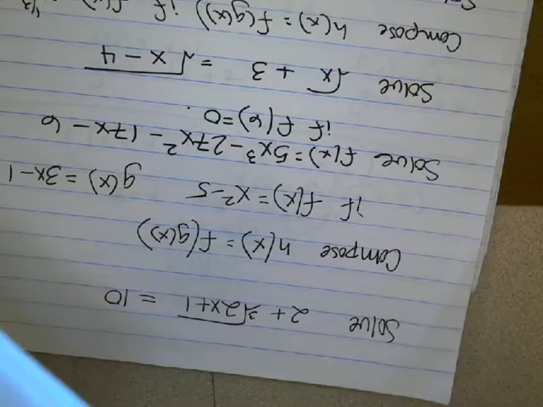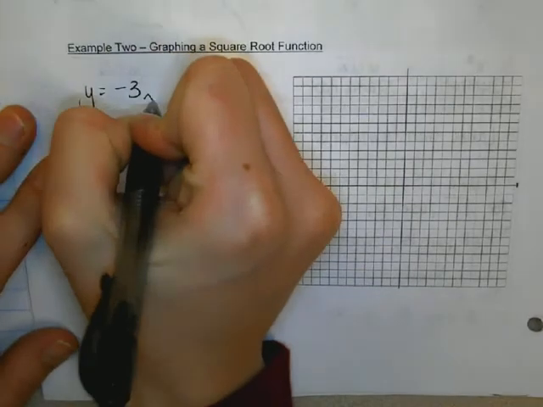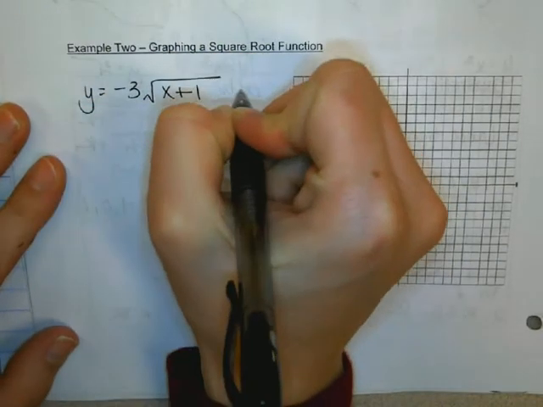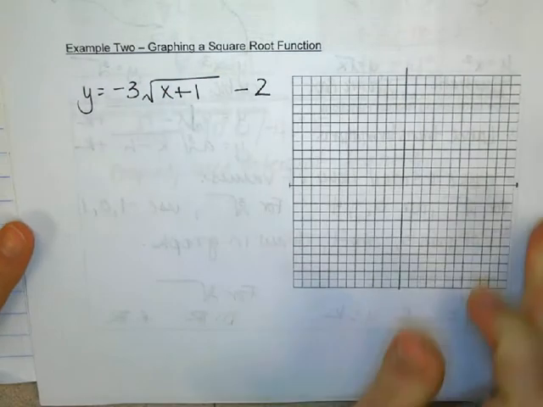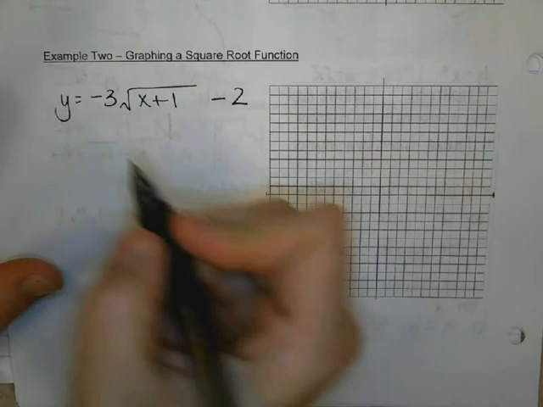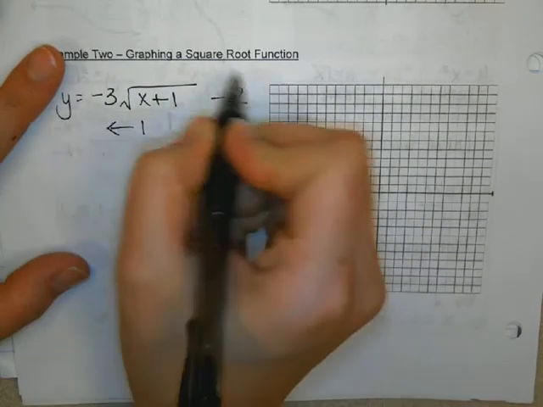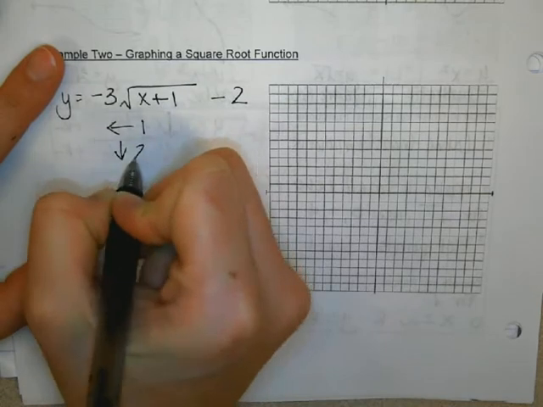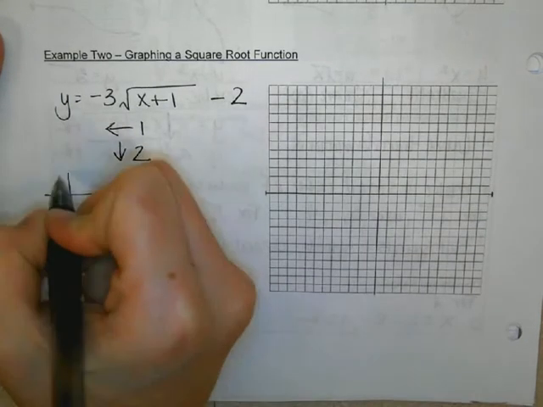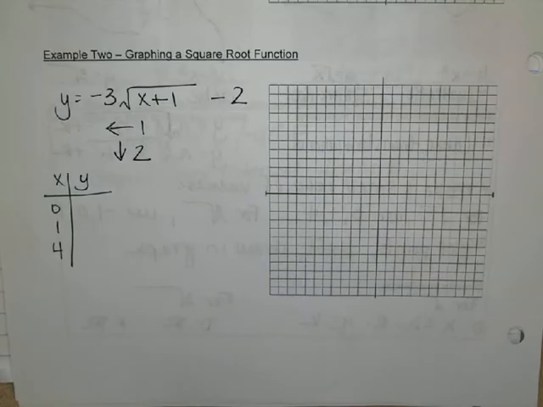Okay. Let's go ahead and do another one. y equals -3 times the square root of x plus 1, minus 2. Alright, again, we're going to label the transformations. This 1 is going to make my graph go to the left 1. This 2 is going to make my graph go down 2. Then I'm going to do my small table of values. For square root functions, you want to use 0, 1, and 4.